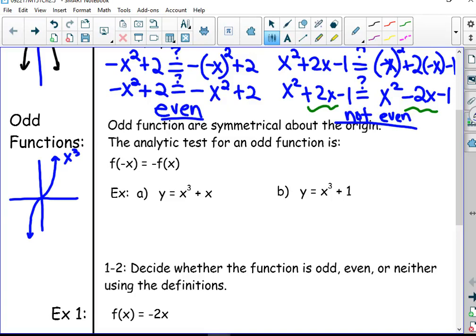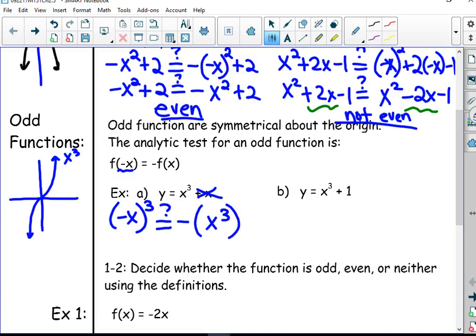So let's try it with these two functions. I gave you two separate functions, x to the third plus x, odd function. Actually, I'm going to change this because I have this same function a little bit further down in the notes. So let's just use y equals x to the third. So our substitution here is a little bit tricky. We're going to put in a negative x everywhere we have an x. So negative x to the third. Is that going to be equal to, we're going to put a negative in front of our whole f of x.